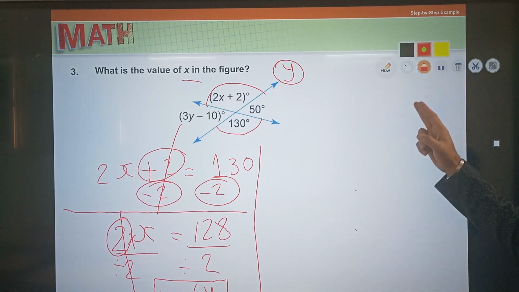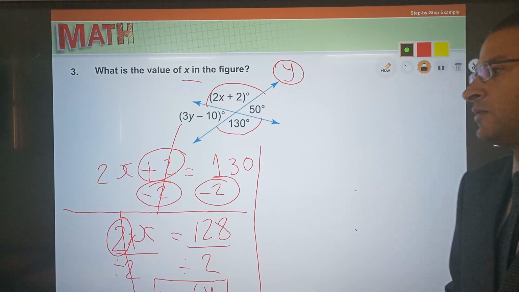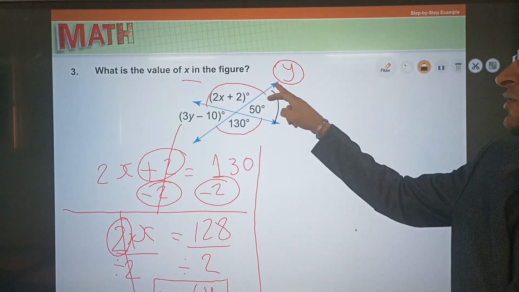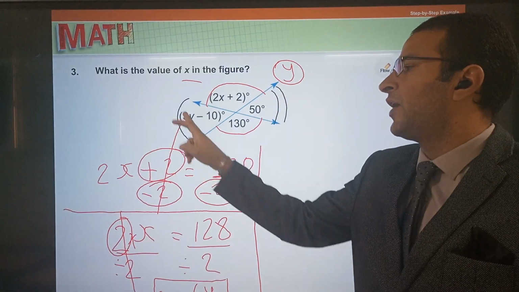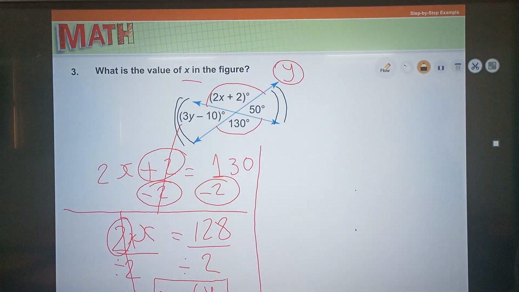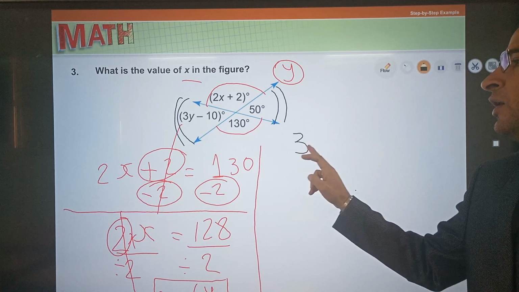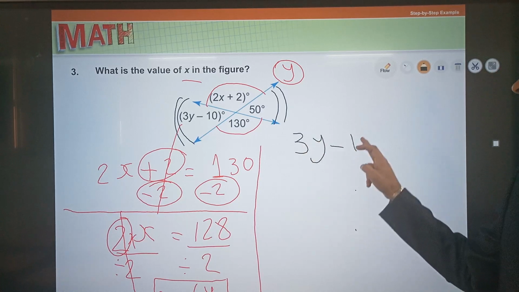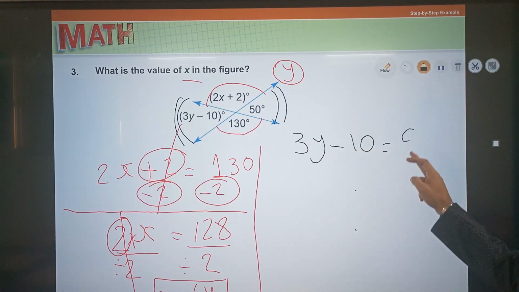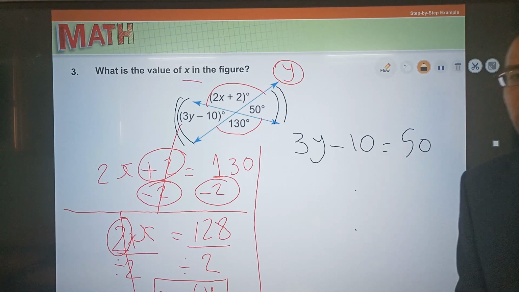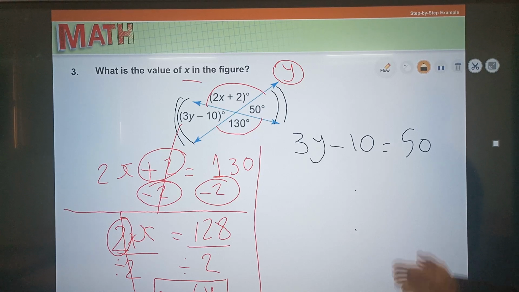If I need to find the other one, I need to find the value of y. What will we do in this case? We will pair these two angles, the pair of angles are equal. How? I have 3y minus 10 equal to 50. We need to cancel what, my friend? We need to cancel the negative 10, or minus 10. What will we do, because we have an equation.